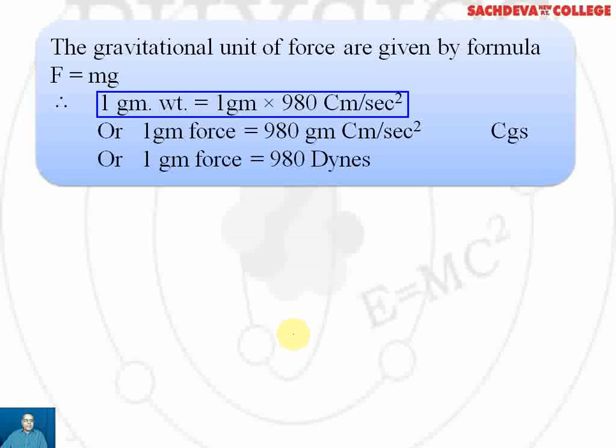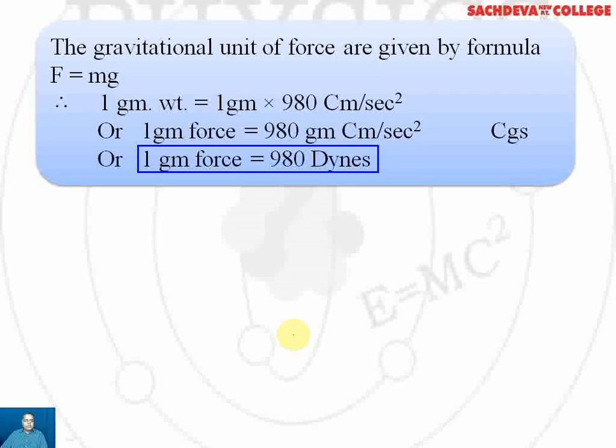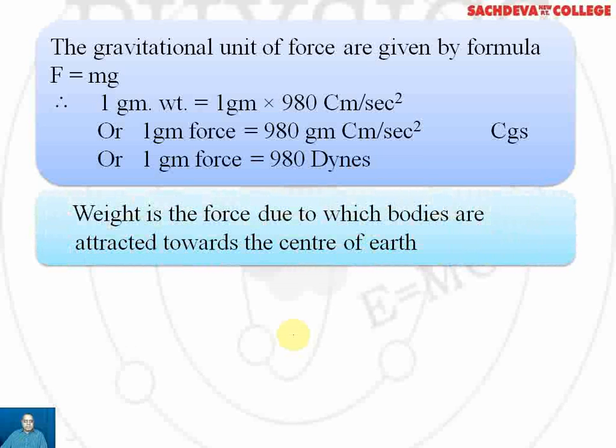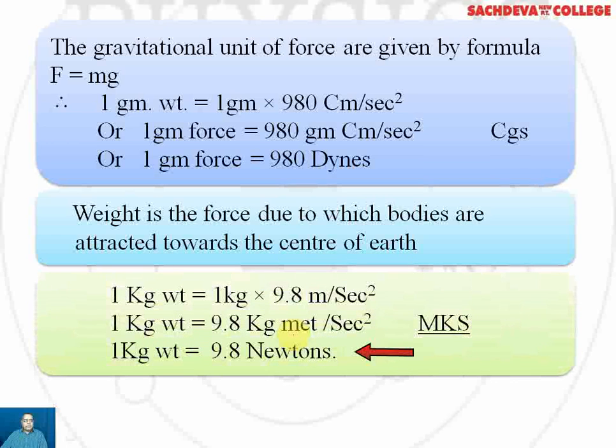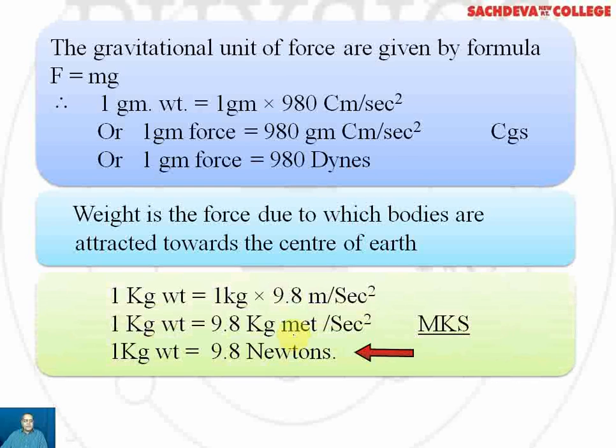1 gram weight is 1 gram into 980 centimeters per second square. So here we can prove that 1 gram force or 1 gram weight is equal to 980 dynes in the CGS system. Moreover, weight is the force due to which bodies are attracted towards the center of Earth. Then 1 kg weight or 1 kilogram weight in gravitational units is taken as 9.8 newtons.